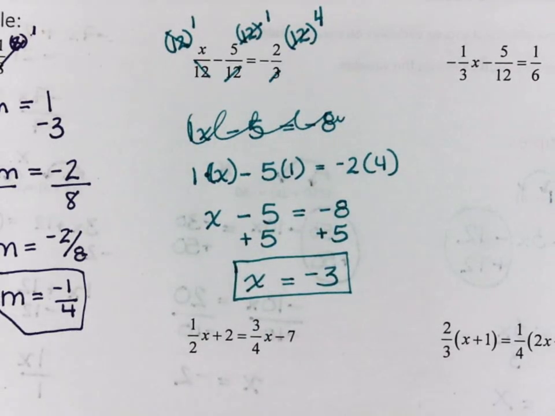So sometimes you'll get whole answers, sometimes you'll get fractional answers, and all of those are okay. I think sometimes finding that denominator is the tough part.